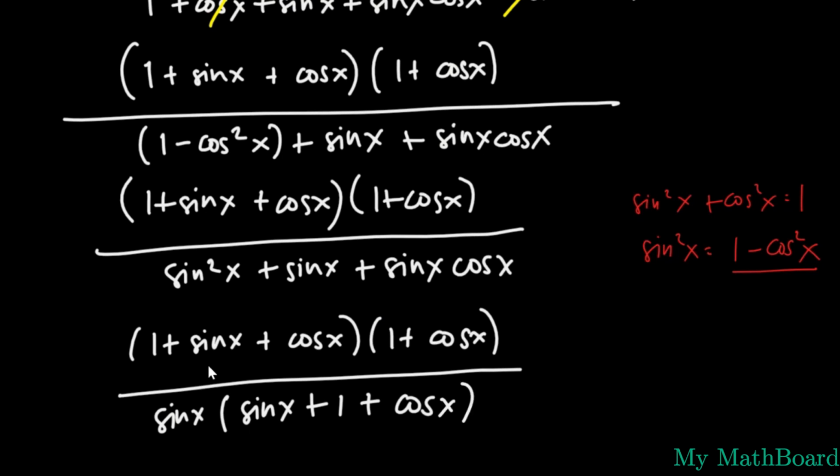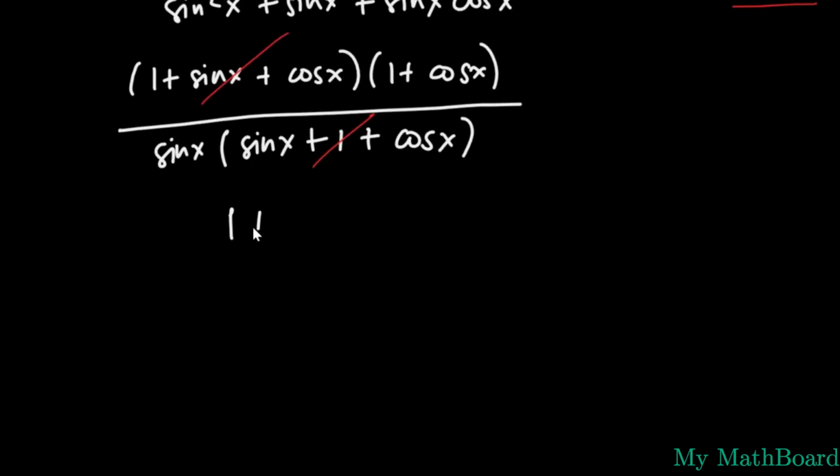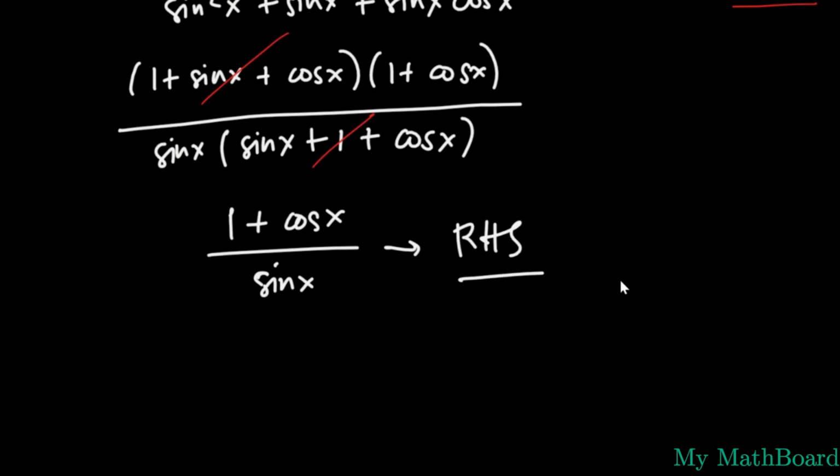So, makikita ninyo yung 1 + sin x + cos x, same lang siya sa sin x + 1 + cos x. Nagkaroon ng difference sa order, pero ang value nila pareho lang. So, pwede natin silang makancel. Cancel them. Then, ang matitira na dyan, yung ating right-hand side, which is (1 + cos x) all over sin x. So, ito yung ating right-hand side of the equation. So, ibig sabihin, na-prove na natin na yung given equation ay identity.